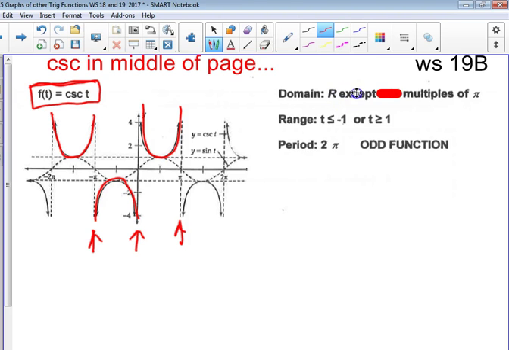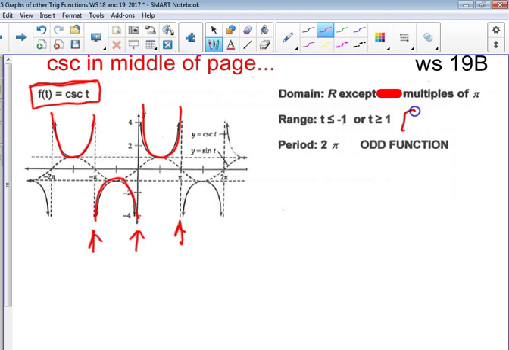So it's all real numbers except the multiples of pi. Is that crossed out on yours? Because I think, did I fix it? Okay. The range is everything except -1 to 1. Okay, it has to be 1 or greater.